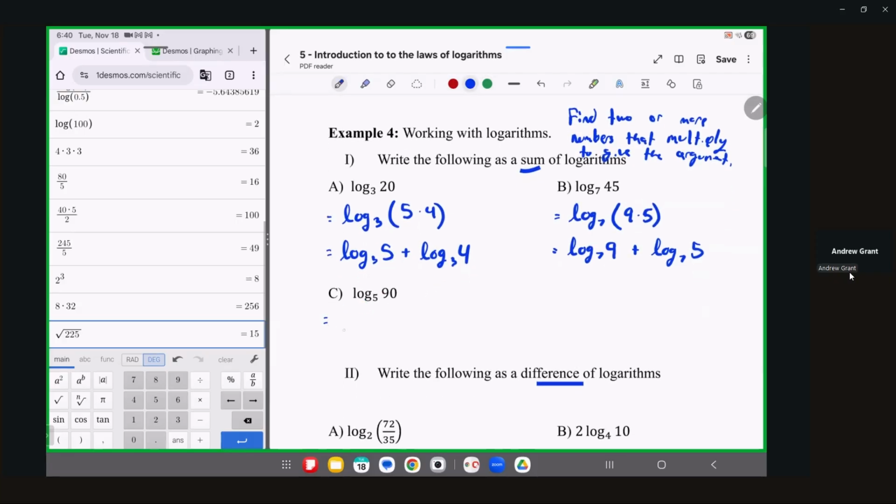And so this will become equal to log base 5. Now, instead of 90, we're going to write 10 multiplied by 9. And so this will be equal to log base 5 of 10 plus log base 5 of 9. Instead of 10 and 9, you could have chosen numbers like 45 and 2. And that would also suffice as a suitable answer.